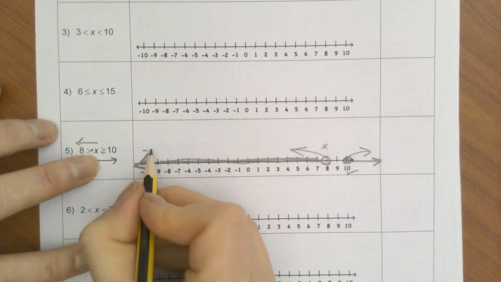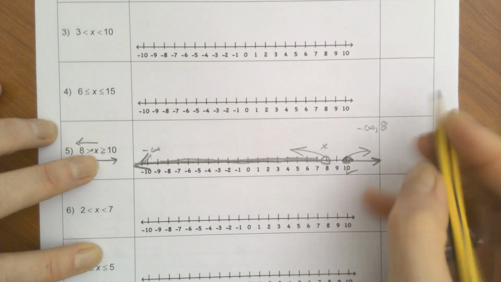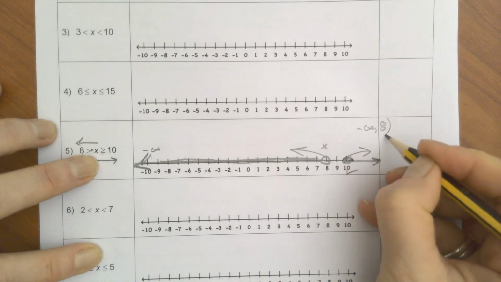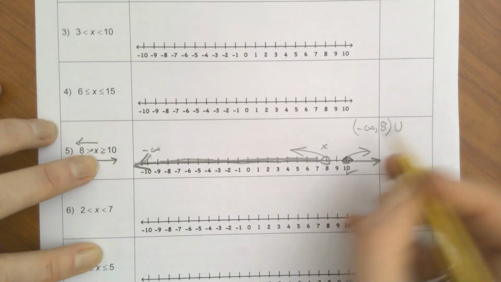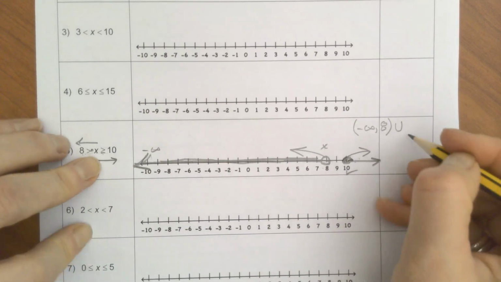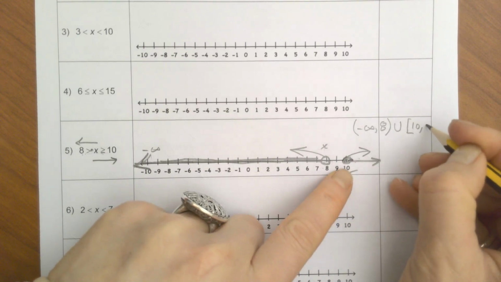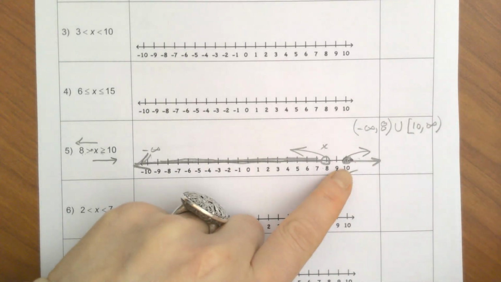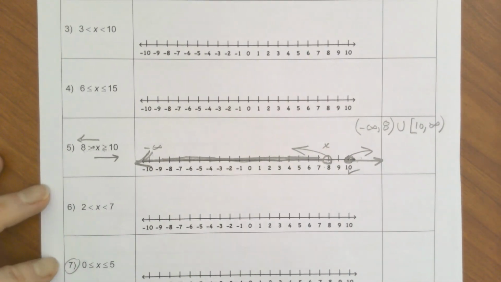So this goes from negative infinity to 8. Negative infinity to 8. Do I want 8? No. Round bracket. Infinity? Always round bracket. Union, because I have 2 of them. And then do I want 10? Yes, so square bracket. And infinity always has a round bracket. Okay? Let's do number 7.